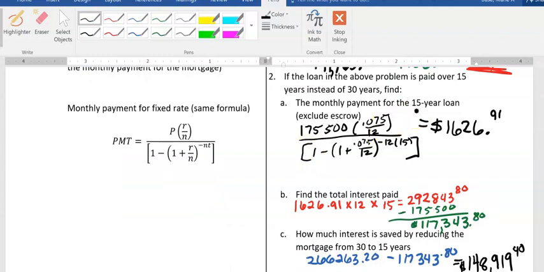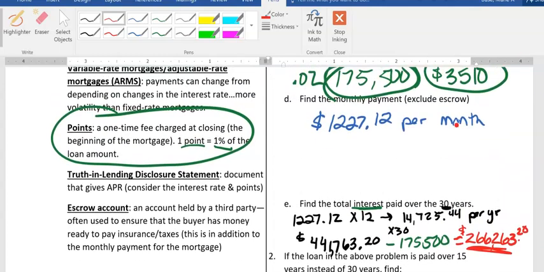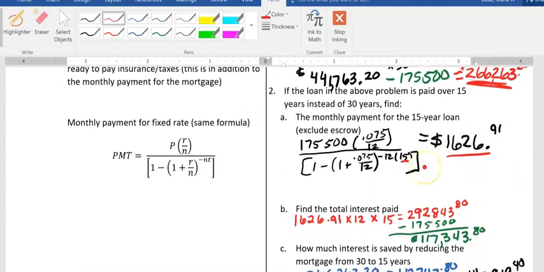Okay, so here's what you should have gotten for question number 2. Your monthly payment, when you get all of your values in there, it's all the same as before, except for now our 30 is a 15, and that gives you a monthly payment of $1,626. If we look at what we got before, our monthly payment was $1,227. So we're looking at about $400 more per month.